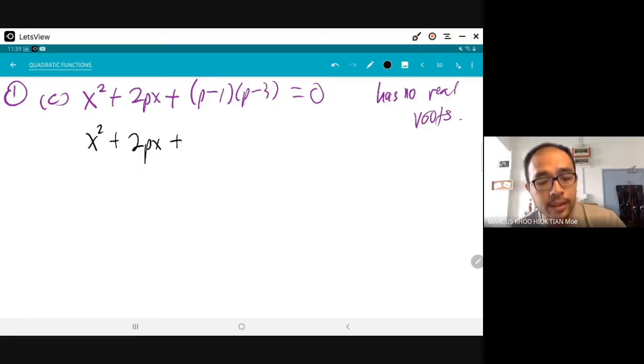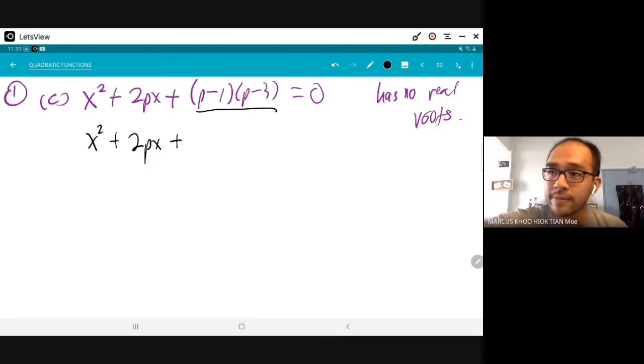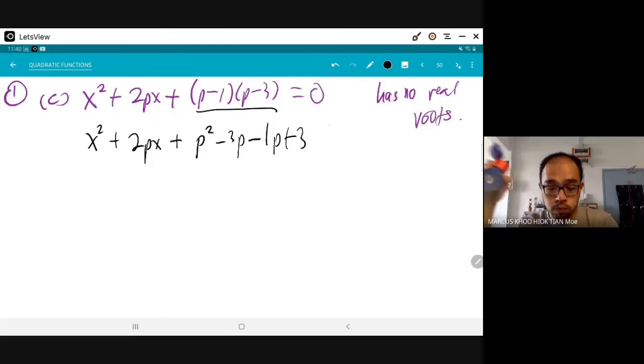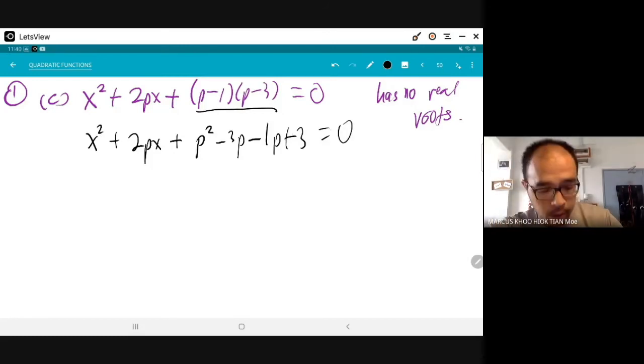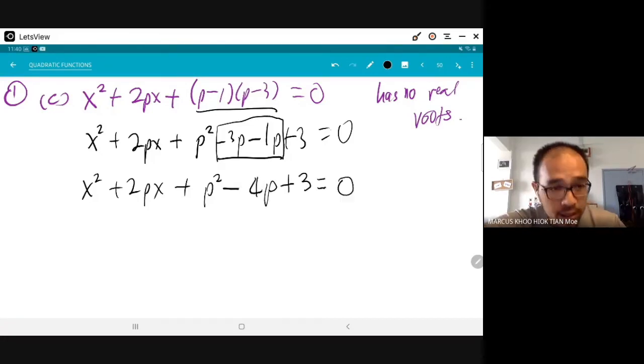If I times this one, what happens? P squared minus 3p minus 1p plus 3. Okay, we simplify this. What do we get? This one you can simplify. Negative 3p minus 1p, you get minus 4p. Freya, still you. What is the A, B, and C?